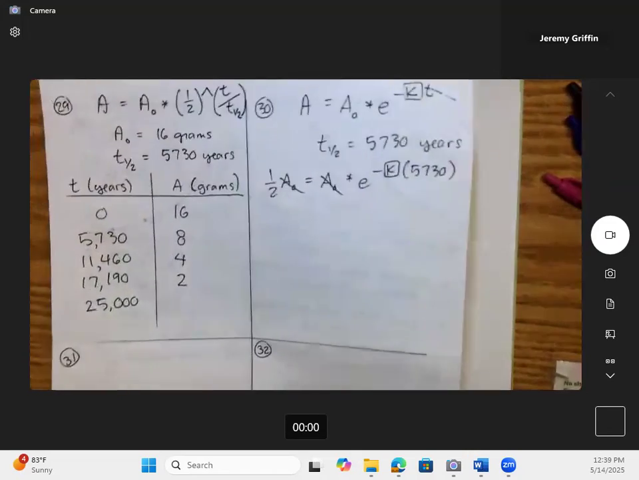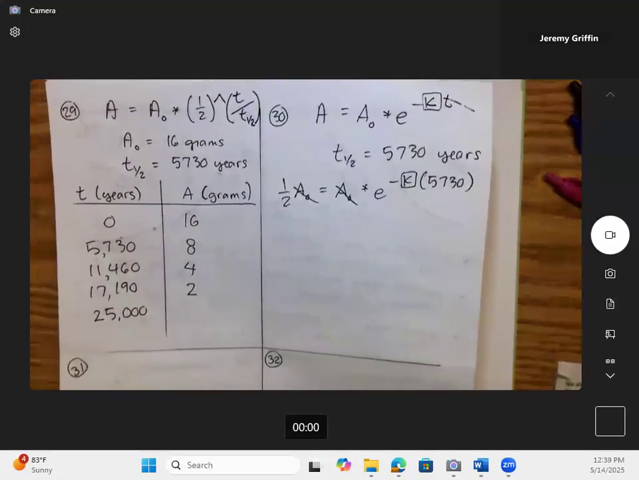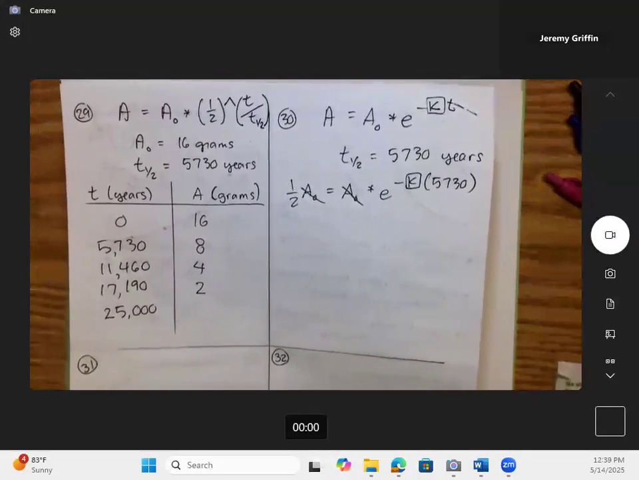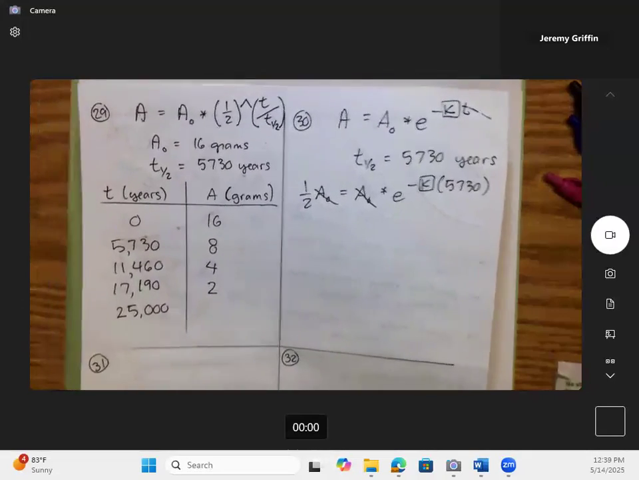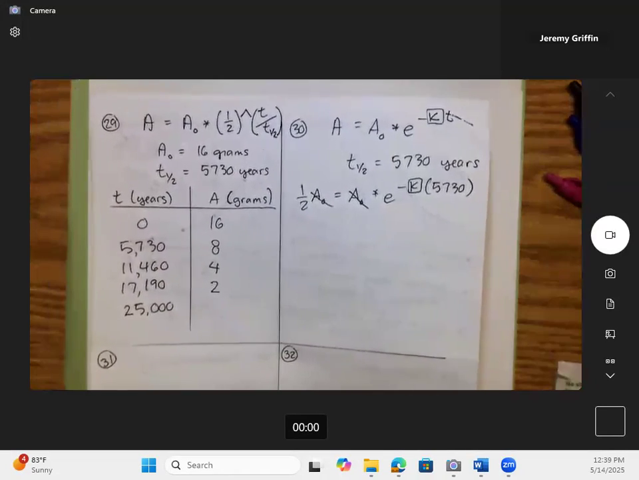All right. Now is the algebra step that we might not have applied in this class up until this very moment. Okay. To solve for something that's in the exponent, you have to apply a what kind of function?